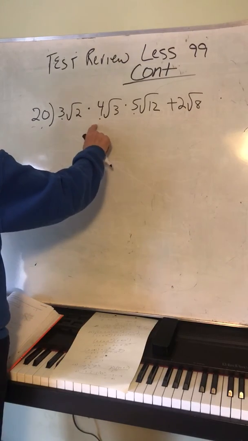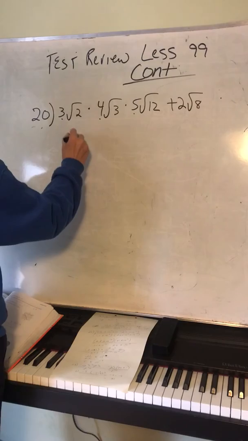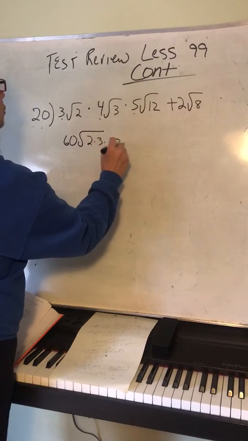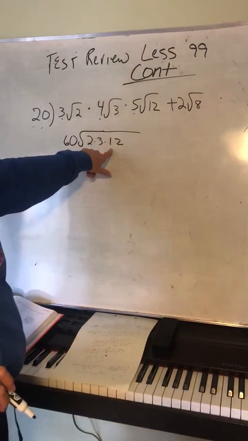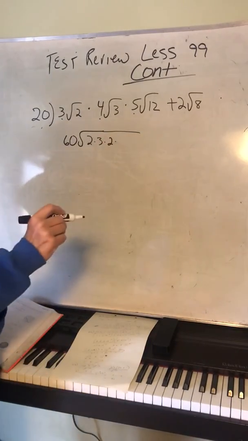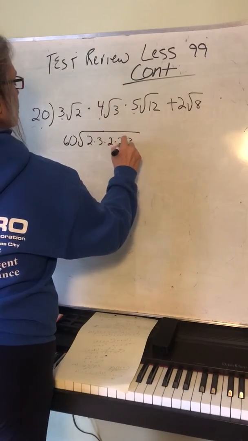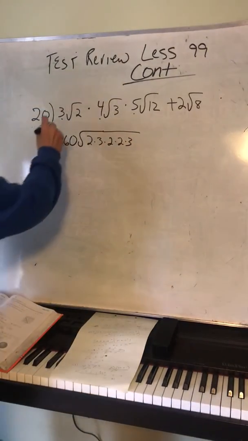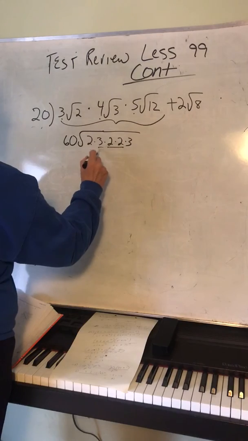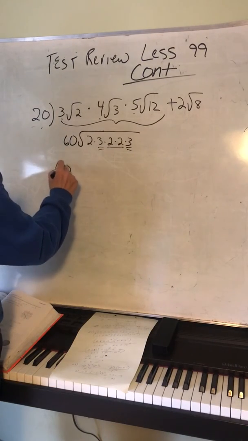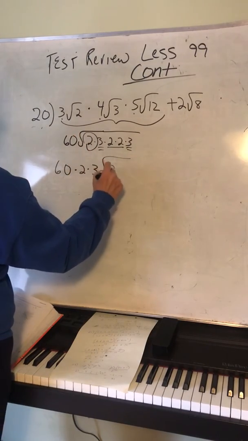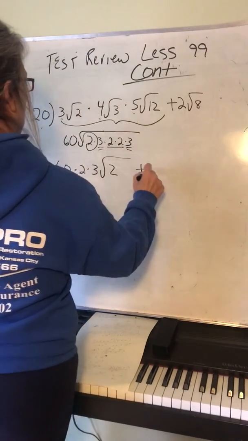So 12 times 5 is going to be 60 here. And under the square root sign, we can just put them all together: a 2 and a 3 and a 12. Let's simplify the 12 and put it into prime numbers. So we have 2 times 6 is 12, and 6 is 2 times 3. Now we can simplify again. Let's pull these out, and we get 60 times 2 times 3, and that's left with the square root of 2.